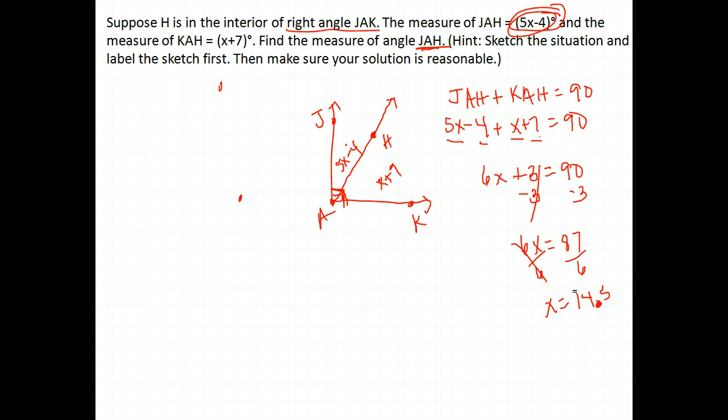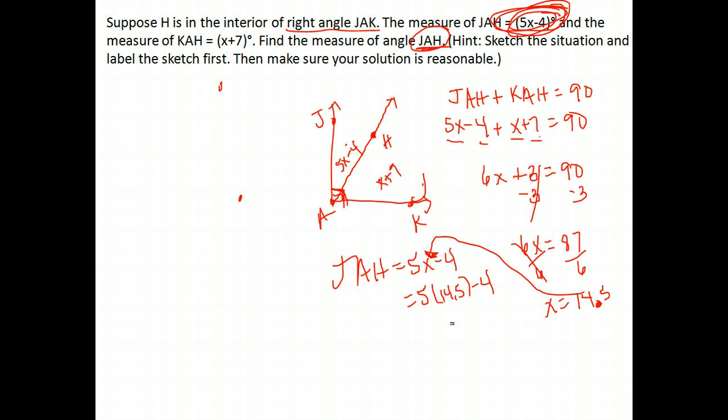Remember, this is not our answer. They didn't want to know what x was. They wanted to know what's the measure of angle JAH. But now that we have x, we can go back to our given information that JAH is equal to 5x minus 4. They told us that. Now that we know x is 14.5, we can put that right in and find out what the measure of our angle is.